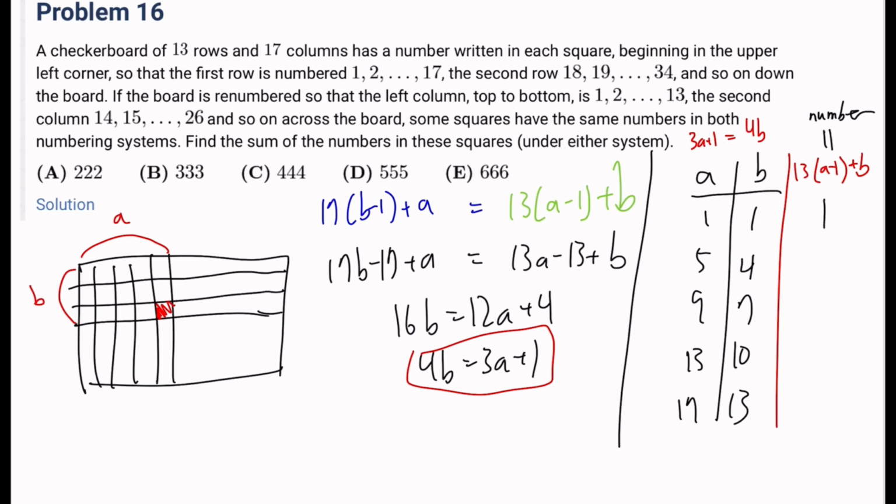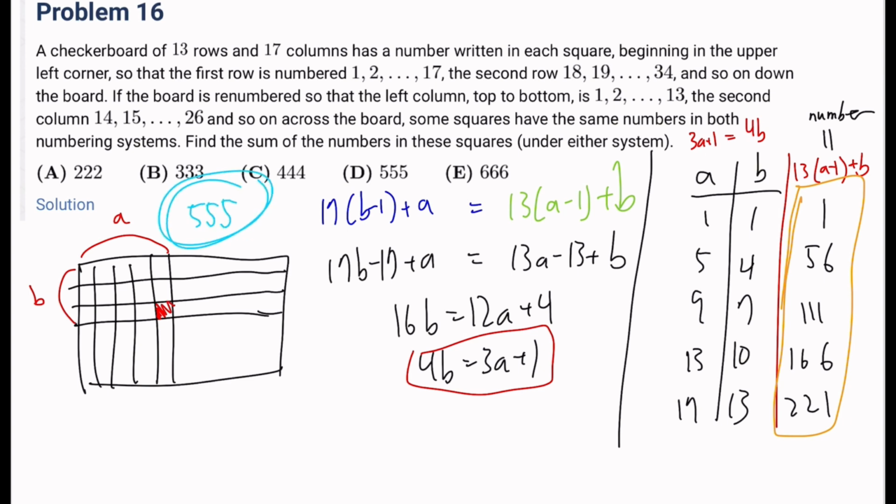5 and 4, that would be 13 times 4 plus 4, which is 14 times 4, which is 56, and then 9 and 7, that would be 13 times 8 plus 7, so that would be 111, and then 13 and 10, that would just be 13 times 12 plus 10, so that would be 156 plus 10, so that's 166, and 17 and 13, that would just be 17 times 13, so that would be 221. And so what we want to do is add all these values together. And so if we add these numbers together, we are going to get 555. So the answer is D.